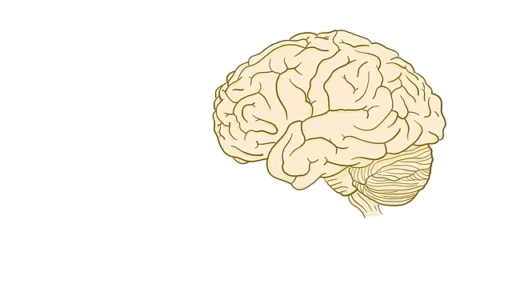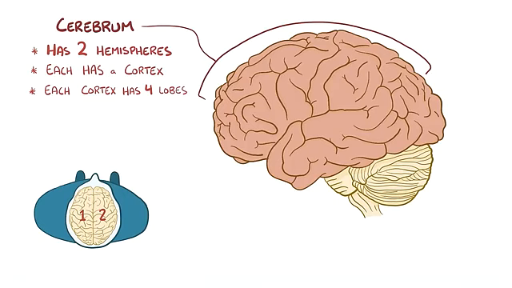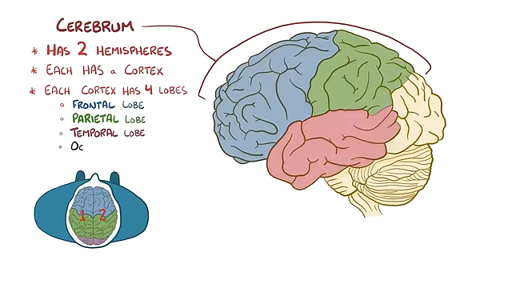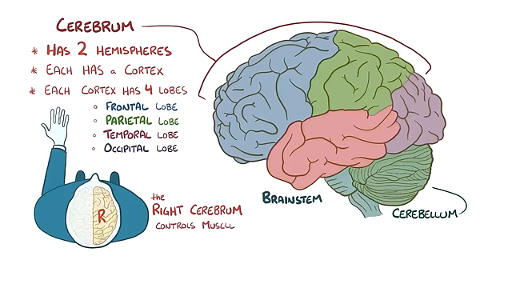The most obvious is the cerebrum, which is divided into two cerebral hemispheres, each of which has a cortex, an outer region, divided into four lobes including the frontal lobe, the parietal lobe, the temporal lobe, and the occipital lobe. There are also a number of additional structures, including the cerebellum, which is down below, as well as the brainstem, which connects to the spinal cord. The right cerebrum controls muscles on the left side of your body and vice versa.